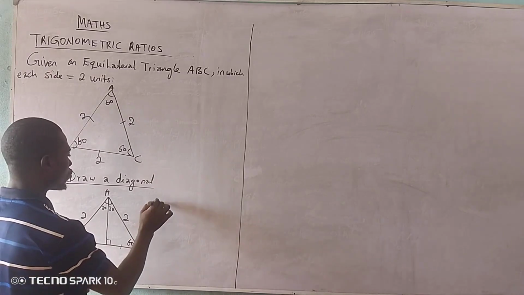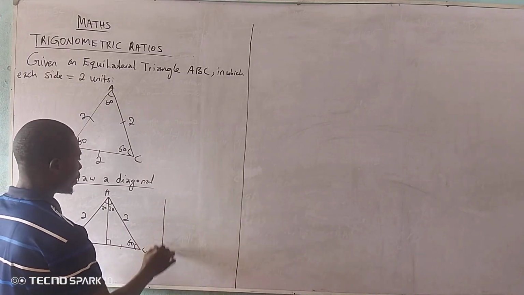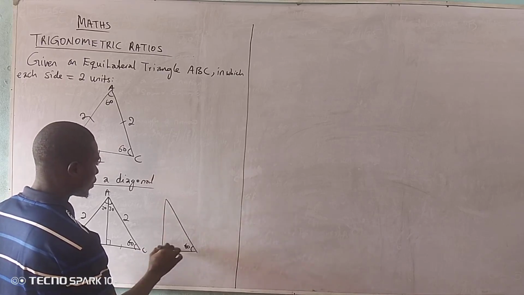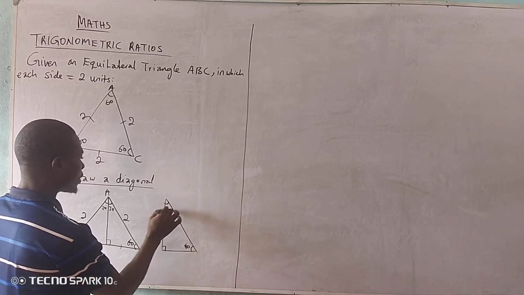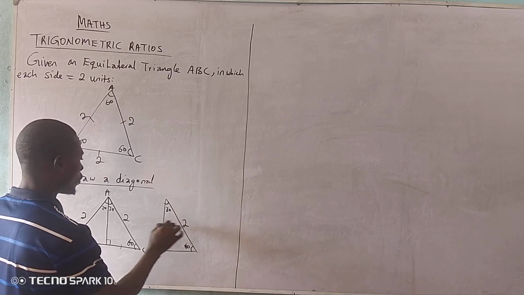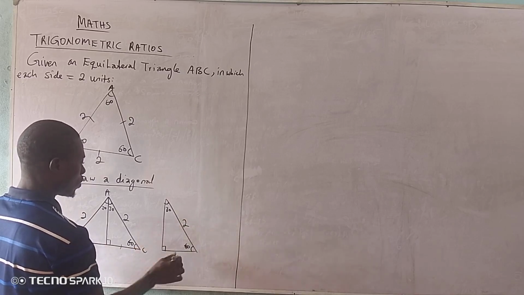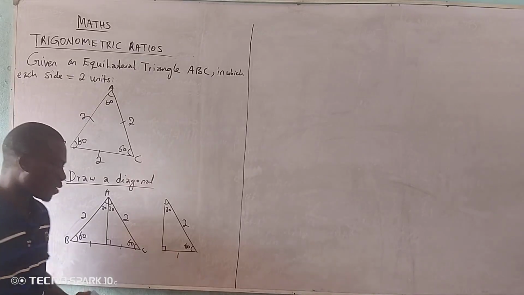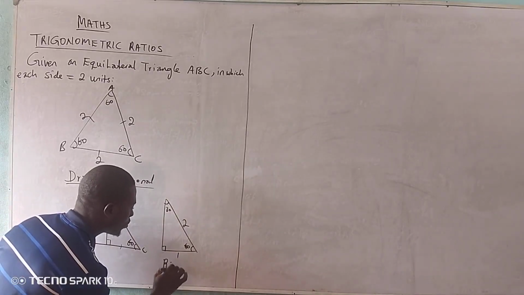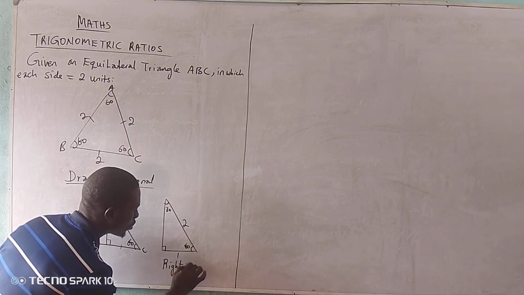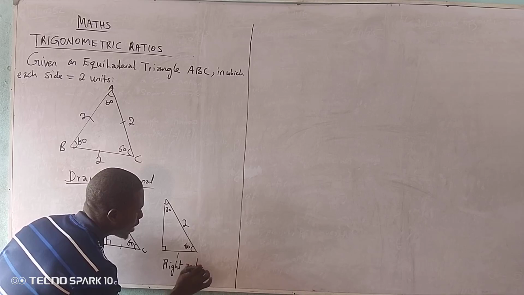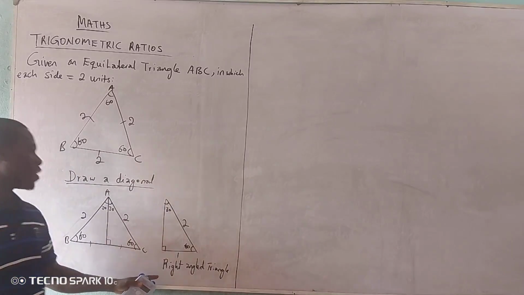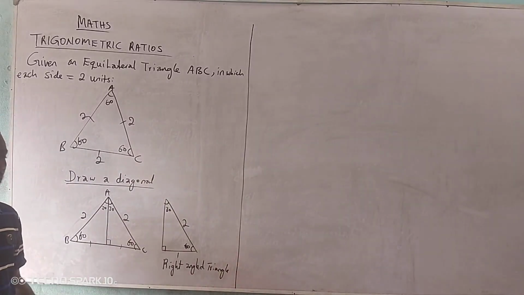Then we can now bring out one of these triangles. Let's bring out one part of the triangle. So this is 60 degrees, this is our 90, this is 30 degrees, and this is 2 units. This is unknown, and this is 1 unit. From this right-angled triangle, we're going to make all our derivation.